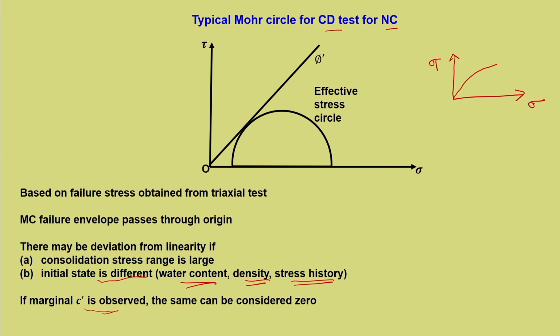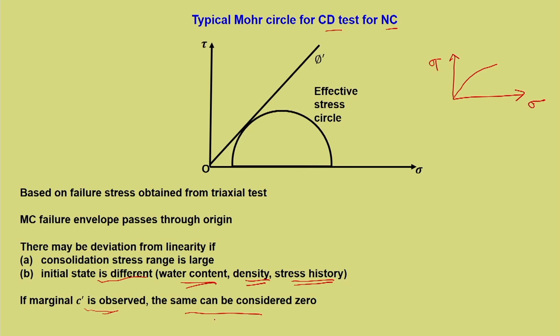Now, if a marginal c dash is observed, we know that the soil sample is normally consolidated. We conduct the test and we find that there is a marginal c dash that is coming, we can easily ignore it provided we know that the soil sample is NC. We can neglect this marginal c dash and force the failure envelope through origin. So, this c dash or the intercept can be considered 0. So, that is up to our judgment. So, there are cases where, even though we know for NC it passes through origin, it may so happen that it will not pass through origin and a very marginal c dash is observed. So, neglect that.